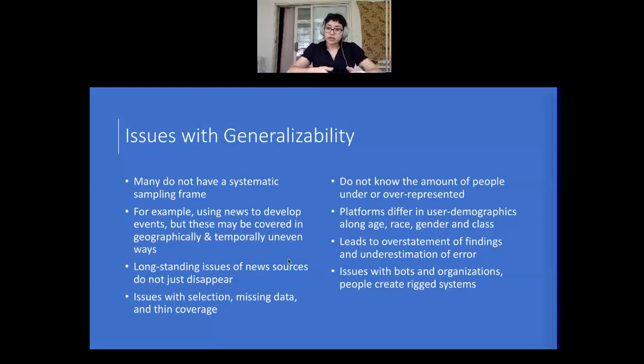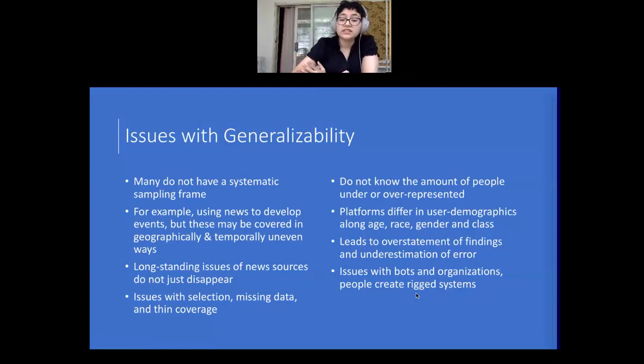So there are these divisions in platforms and who goes into those spaces, which creates different demographic profiles within those platforms. You can't necessarily generalize about communication or whatever you're studying in those particular platforms to the general population. You can only do it within that sampling frame. And so then that leads to an overstatement of findings and underestimation of error.